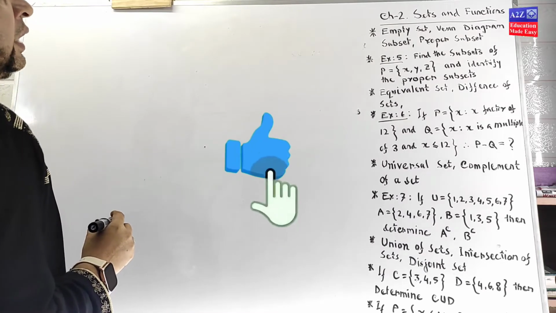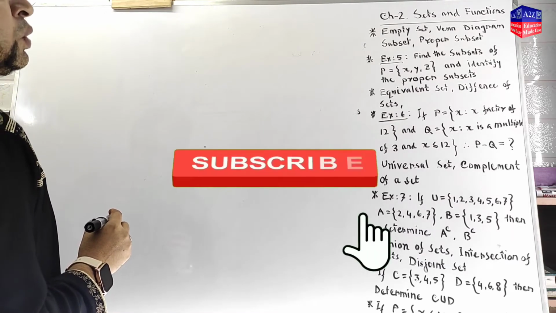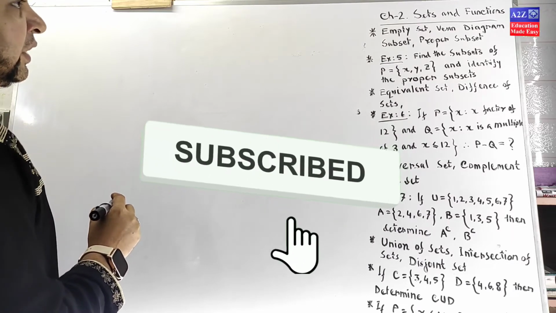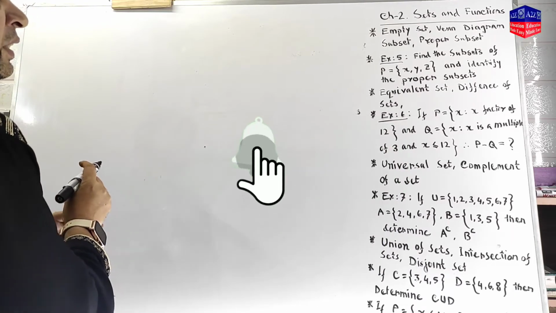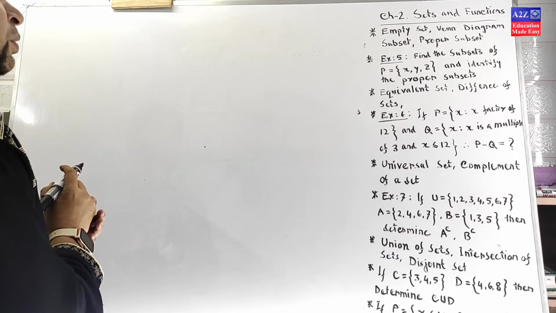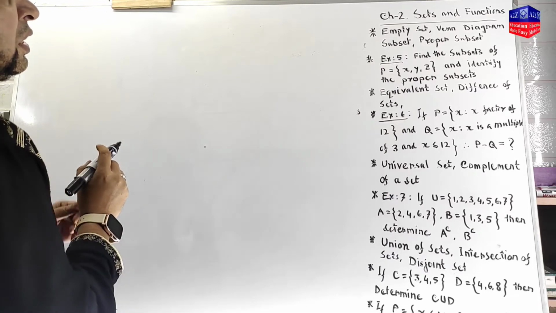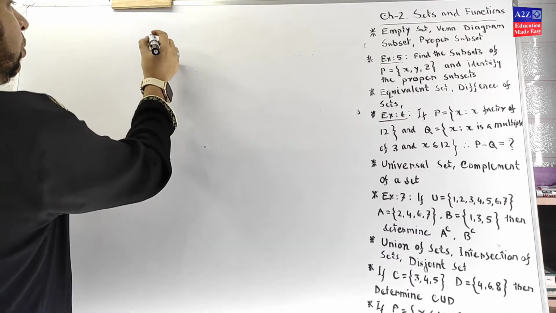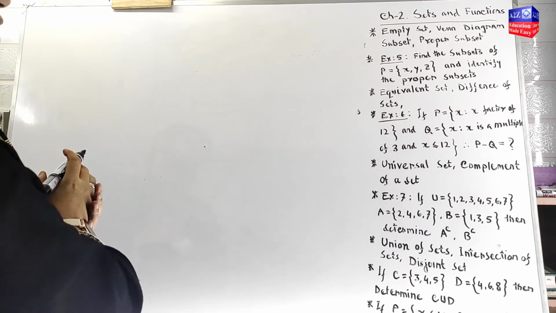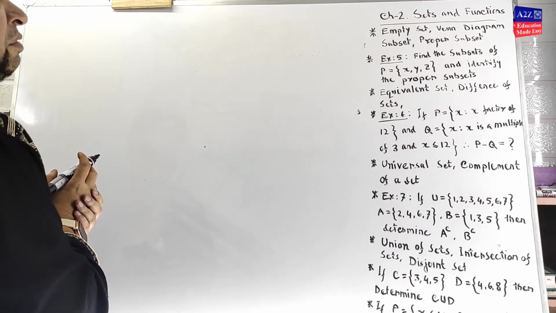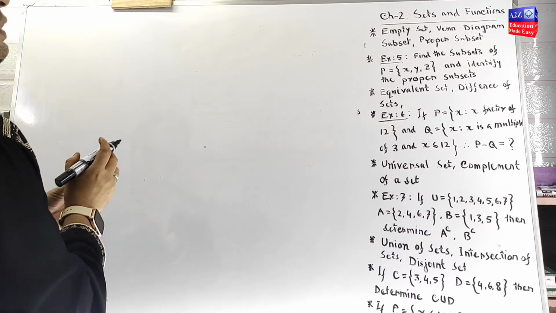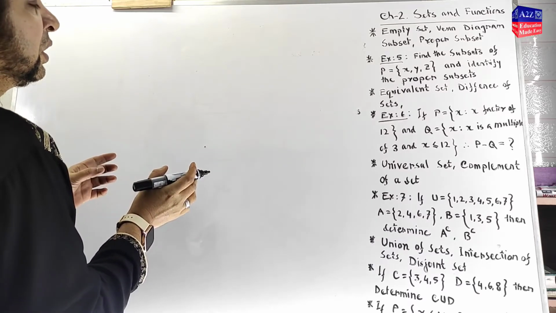Proper subset. Actually, a proper subset is also a subset, but it has a special criteria. The proper subset must contain a number of elements which is less than the original set. So, what will be the actual definition? A proper subset can be defined as the set which contains a lesser number of elements than the original set.